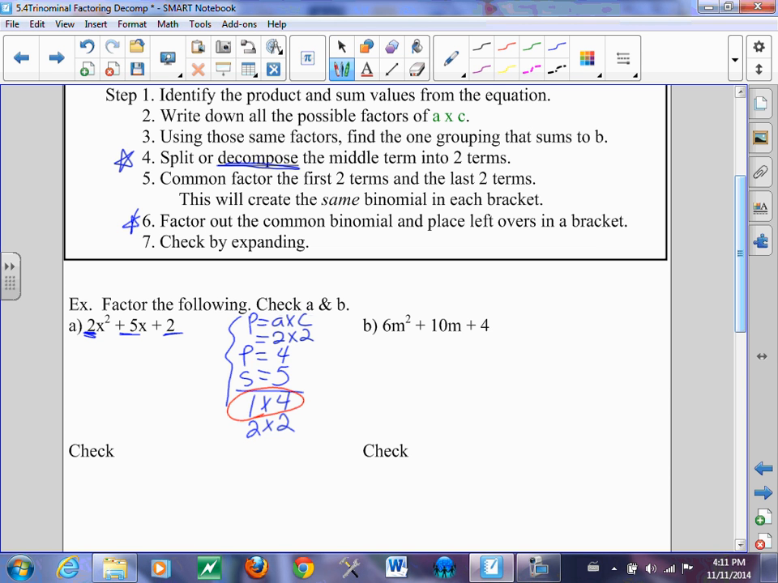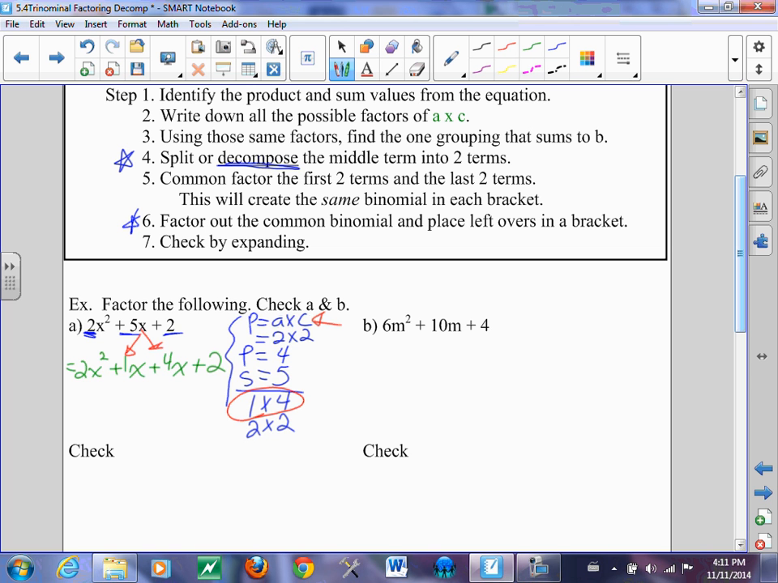So that's almost the same except for this product is A times C. Okay? But what we're going to do with those factors is different. What we're going to do is actually split the middle term into those two terms. So we're going to leave the first term as it is, folks. So leave 2x squared as it is. And instead of writing 5x, I'm going to write down plus 1x plus 4x. And then I'm going to write my last term down, which is plus 2.